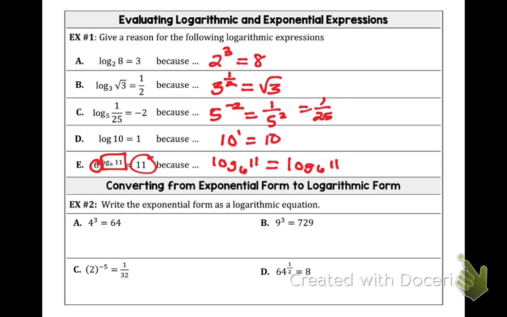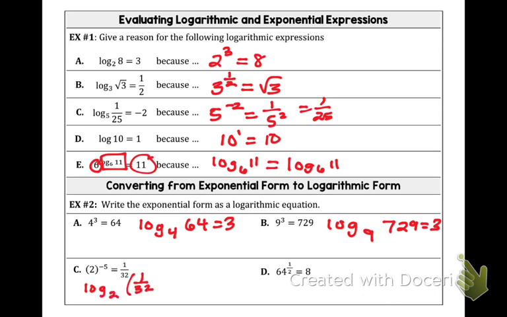Okay, so converting back and forth. Here we are in exponential form, put it into logarithm. So 4 to the third equals 64 would go to log base 4 of 64 is equal to 3. My base is 9, so that's the base of my log, of 729 is equal to 3. Log base 2 of 1/32 is equal to -5. Log base 64 of 8 is equal to 1/2. Right, so we should be able to convert back and forth between log to exponential and exponential to log.